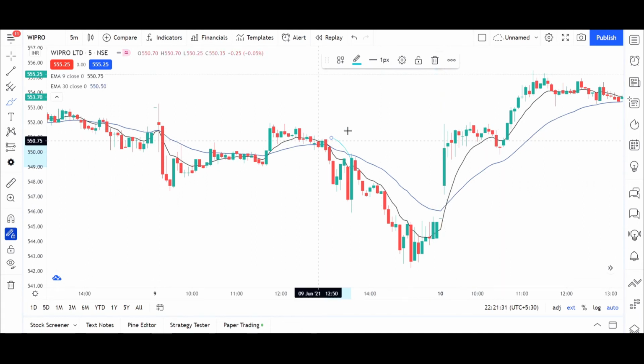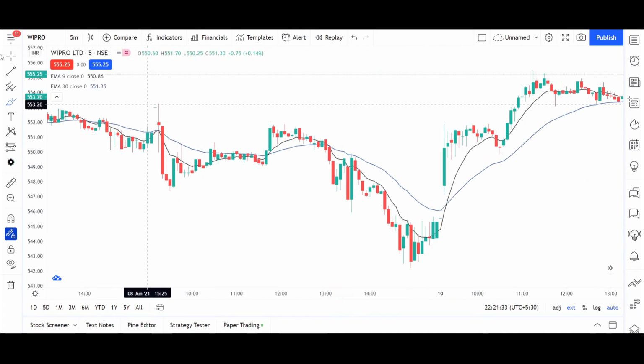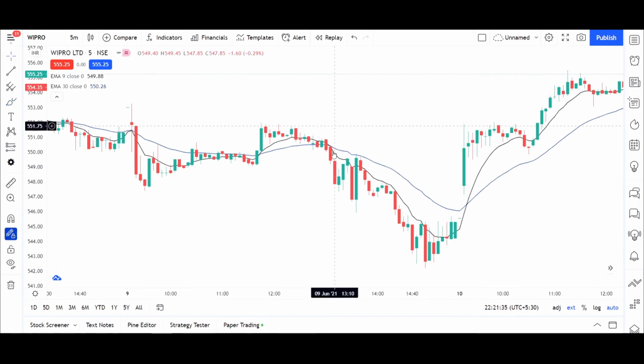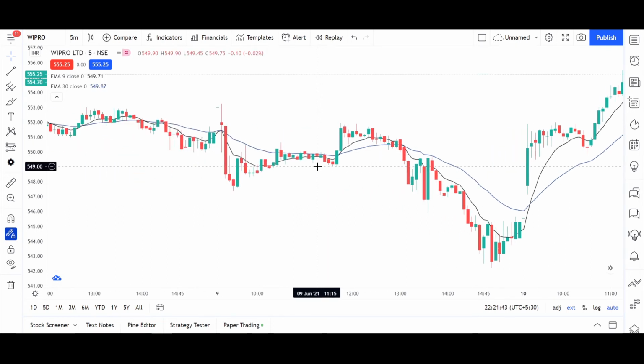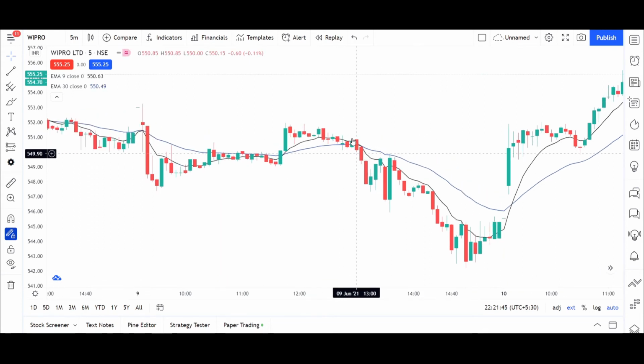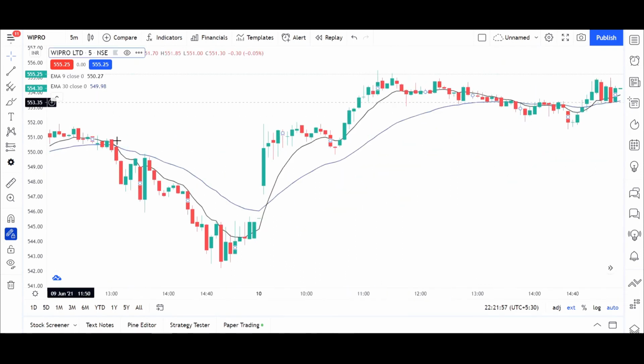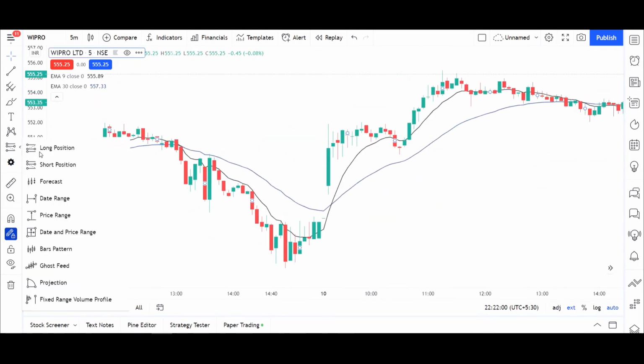As we can see right here, exactly at 550.45, the sell signal has been generated, which indicates that the market may take a bearish trend from this point. As I said, the sell signal is not our entry point. Our entry point will be after the trend confirmation.